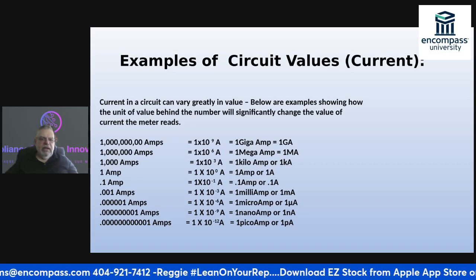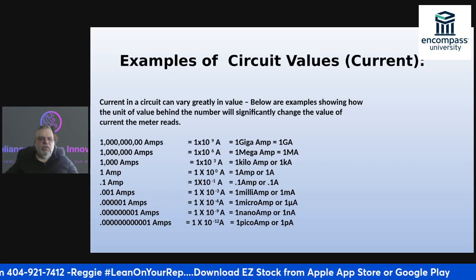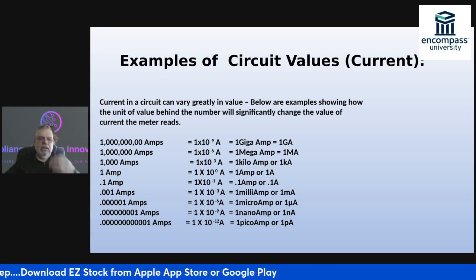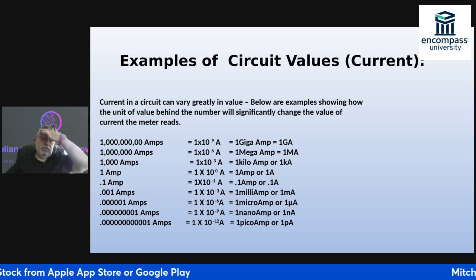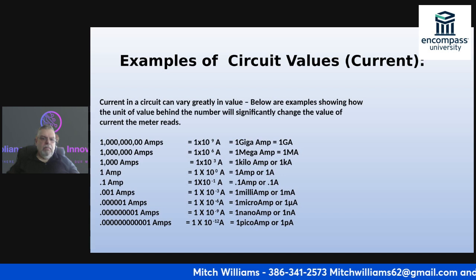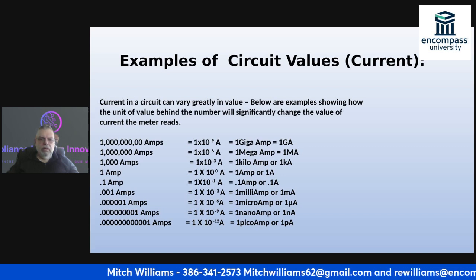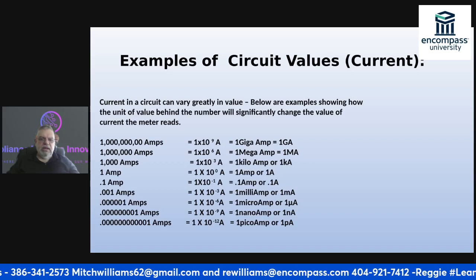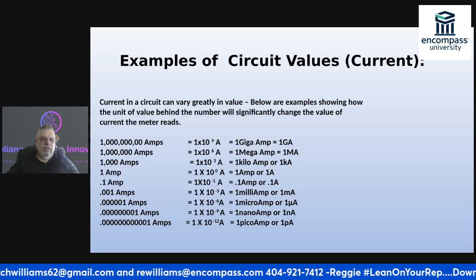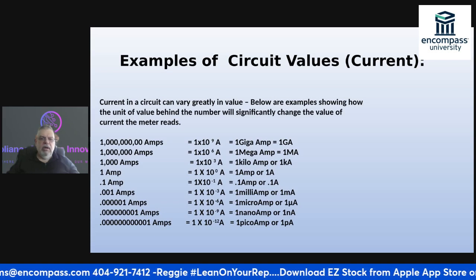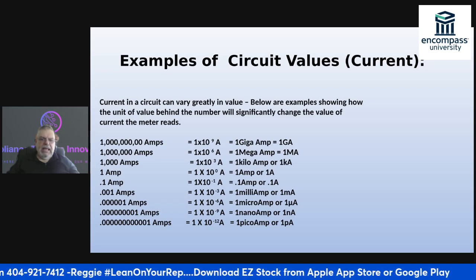Examples of circuit values. The current circuit can vary greatly. Below are examples showing how the unit value behind the number will significantly change the value the current meter reads. 1 trillionth of an amp is 1 to the 9th power. That is a gigaamp. The next one, 1 to the sixth power amp, is a mega amp.